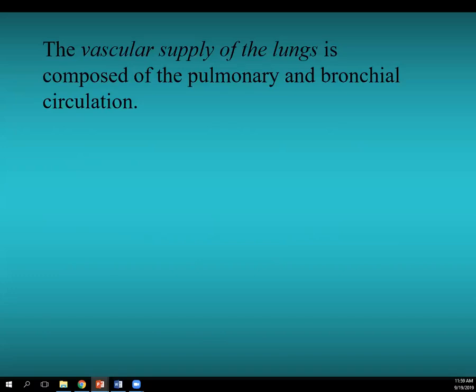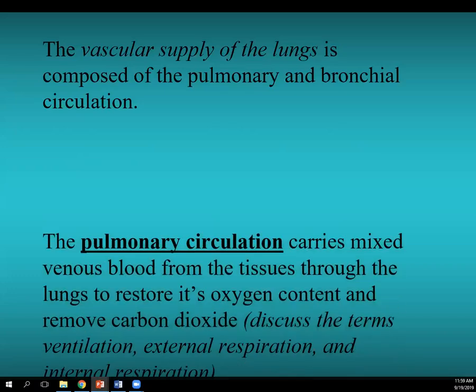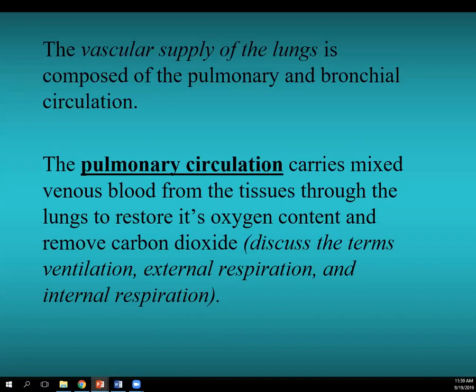Let's look a little closer at what exactly the pulmonary circulation is. The pulmonary circulation carries mixed venous blood from the tissues through the lungs to restore its oxygen content and remove carbon dioxide. Also, there are a few other terms that we're going to go over, and that will be question number 39 on your review, which deals with ventilation, external respiration, and internal respiration.